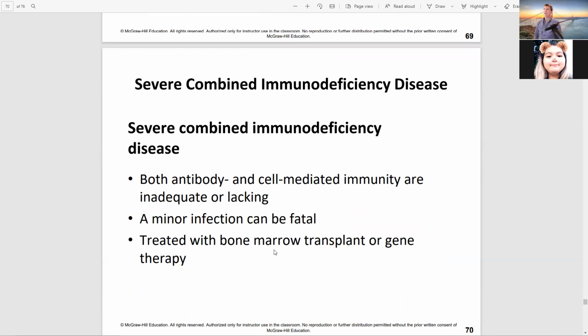Okay, and then moving on to the last topic here, severe combined immunodeficiency diseases. So both antibody and cell-mediated immunity are inadequate or lacking. This means a minor infection can be fatal, and you can treat this with bone marrow transplant or gene therapy.